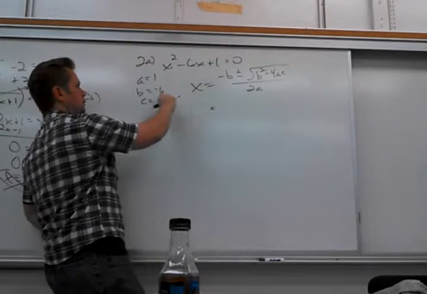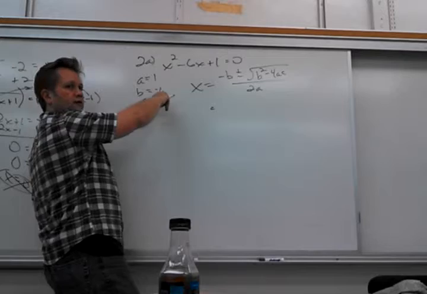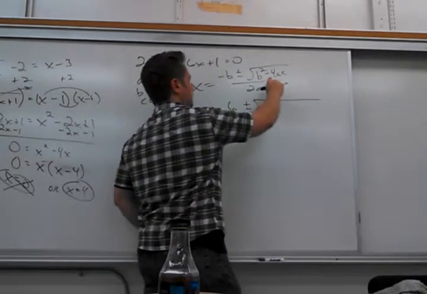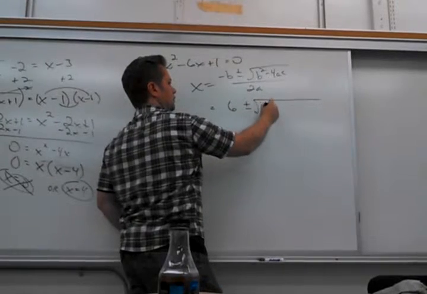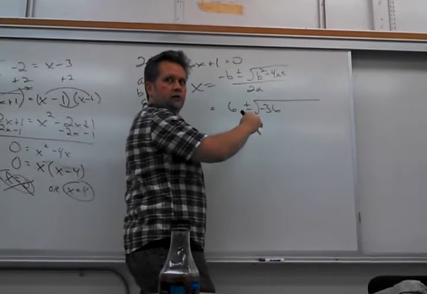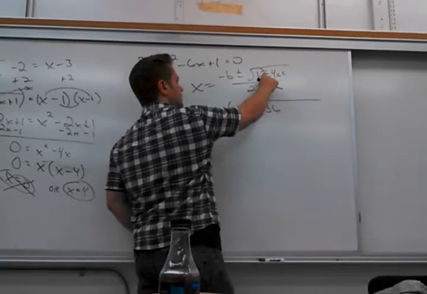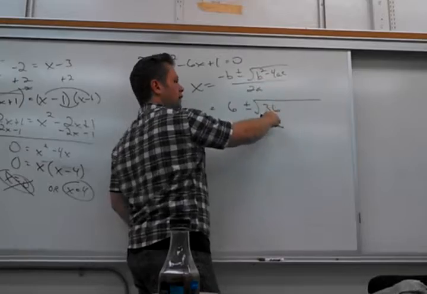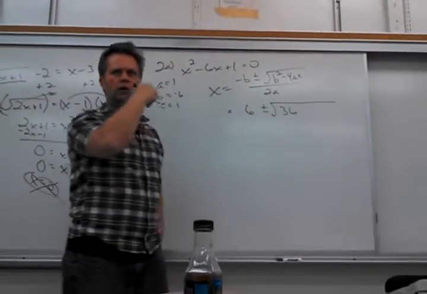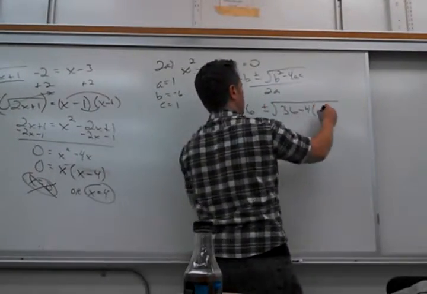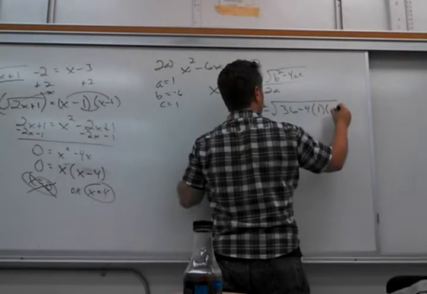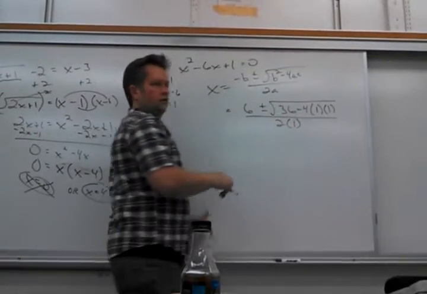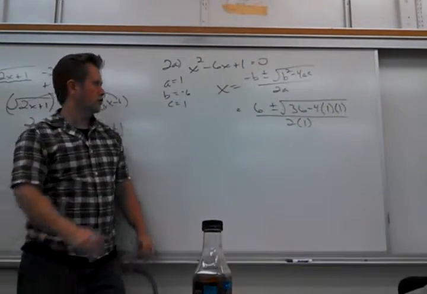So what's negative B? B is negative 6, so that'll be 6, plus or minus. Negative 6 squared is? It's not negative 36, right? No. That first number is always going to be positive because you're squaring a real number. For some reason, people think the negative's still there. No, it's dead. I squared it away, right? Minus 4 times 1 times 1, all over 2. So 6 plus or minus square root of 32 over 2.